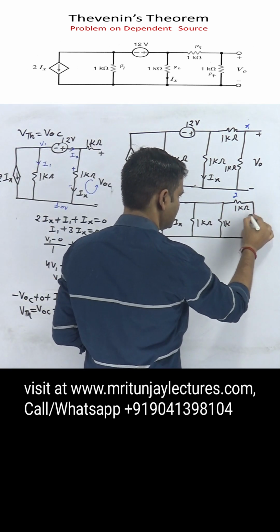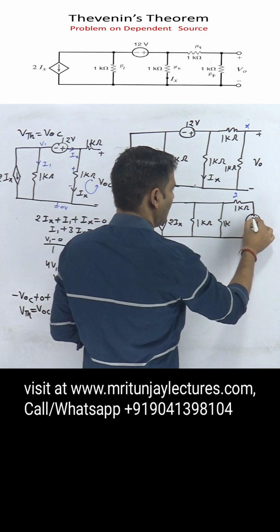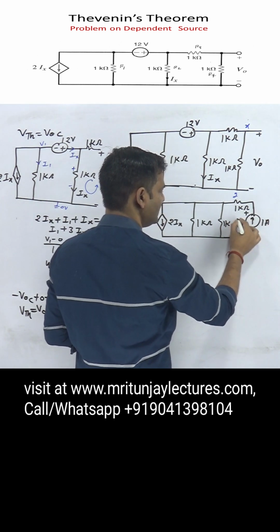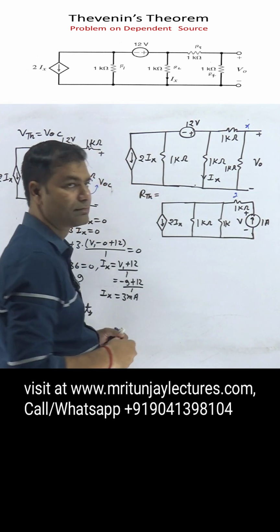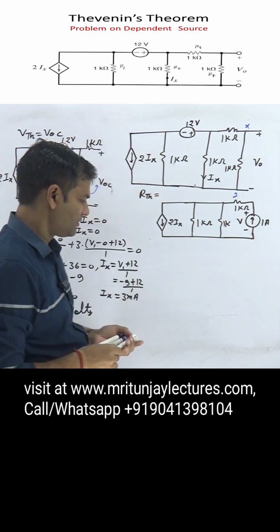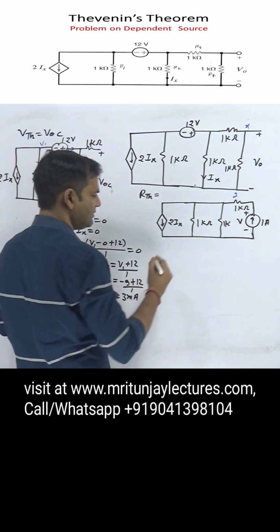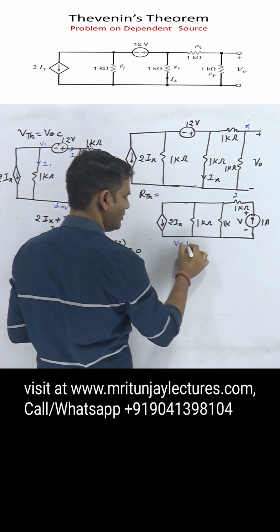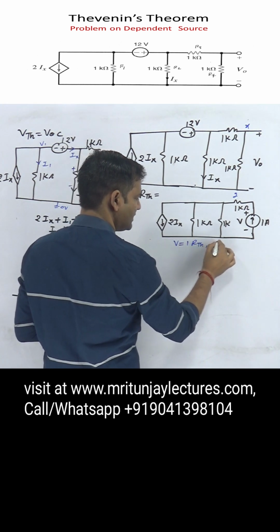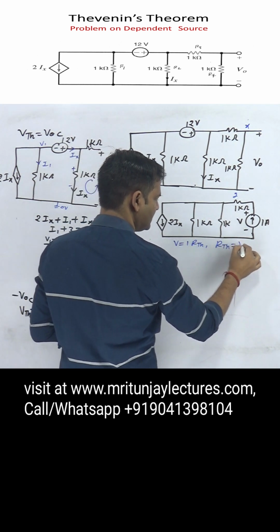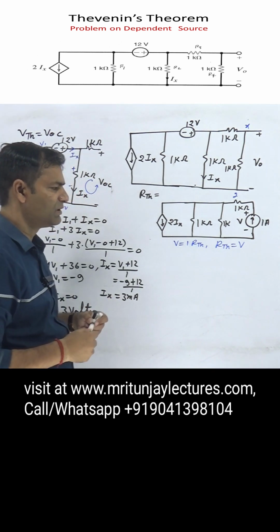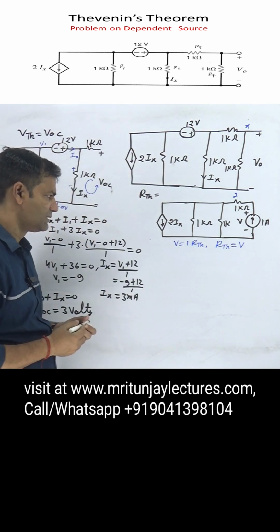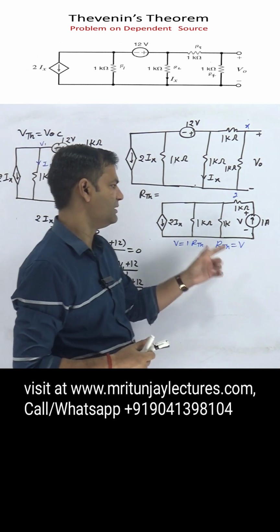If you consider a 1 ampere current source, then our motto is to determine V. I know that V is equal to I, which is 1, into RTH. So basically RTH is nothing but V. So if we determine V, then we get RTH. Okay, so how can we determine RTH, or how can we determine V?